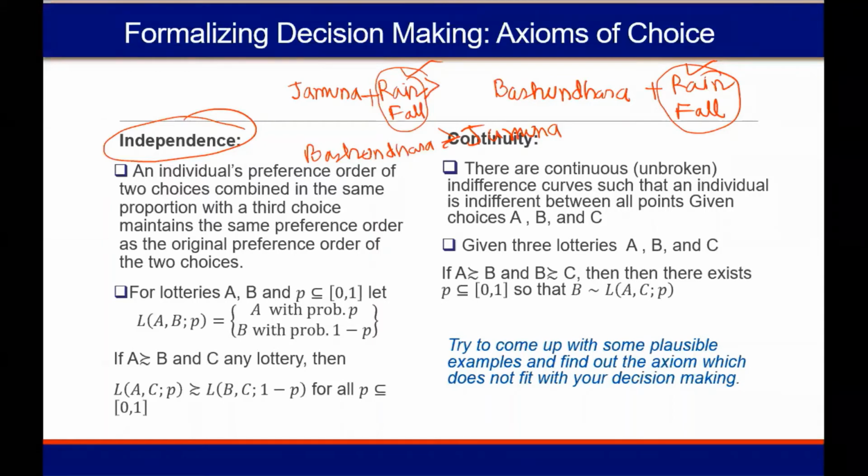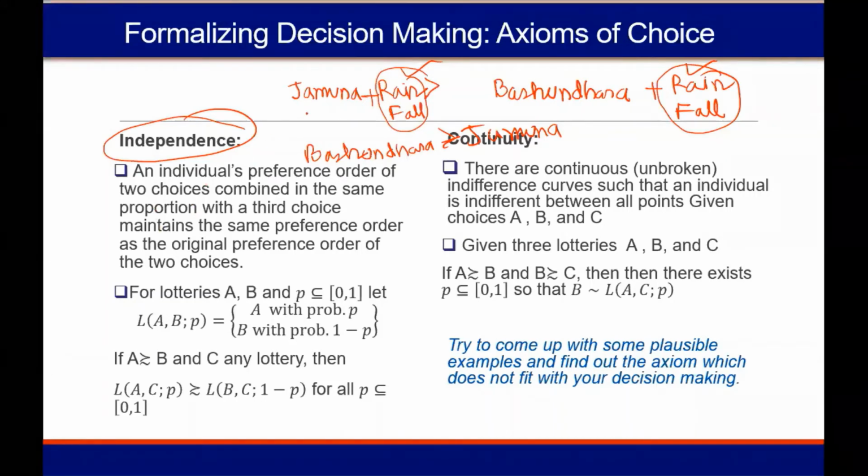Do we change our decision in this way? Yes, we do. I'm not saying should we, I'm saying do we? We change our decision in this way, but it is not rational thinking. So when you have a preference of Jomuna over Boshundara, a third factor can't influence your choice. A third factor can't influence your preference.